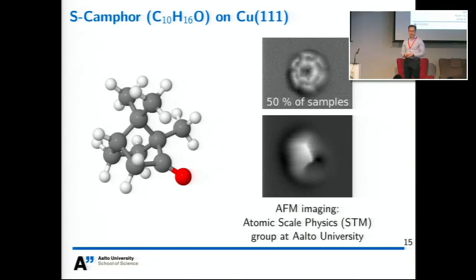Here we studied the adsorption of a single camphor molecule on a copper 111 surface. This system has been studied experimentally here at Aalto University in the atomic scale physics group. And here are some examples of the atomic force microscopy images that they have observed. In roughly half of the samples, they observed this kind of pinwheel image. And then here's one example of the other kind of images. Now our aim is to use BOS to study the potential energy landscape and potential energy surface, and try to see if we can find any explanation for these images.